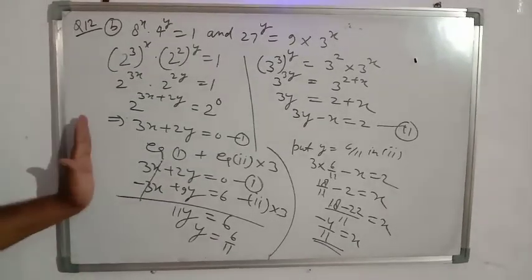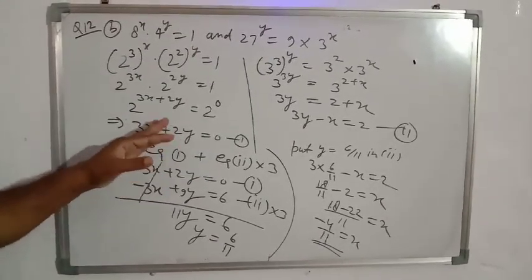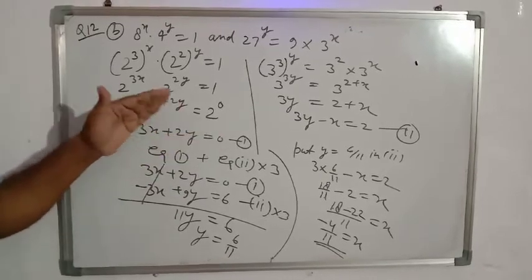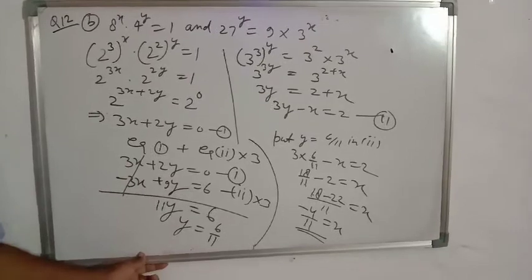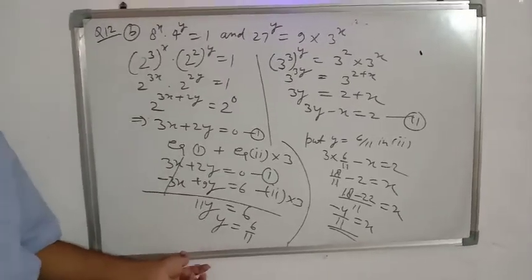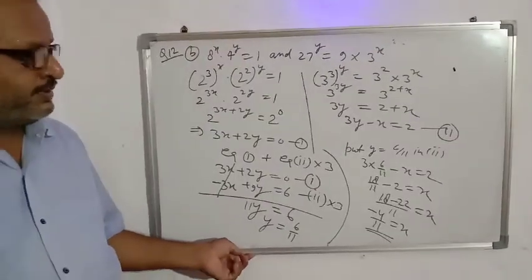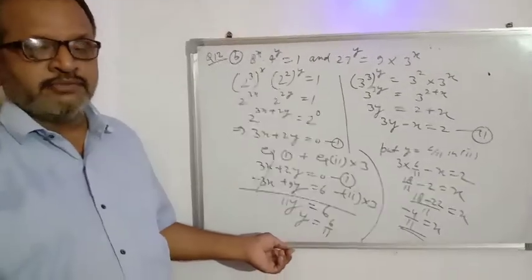So in this way, by making two equations in two variables, we can find the values of x and y. The remaining questions are homework, you have to do them. Any doubt you can ask. In the next video, we will discuss trigonometry.